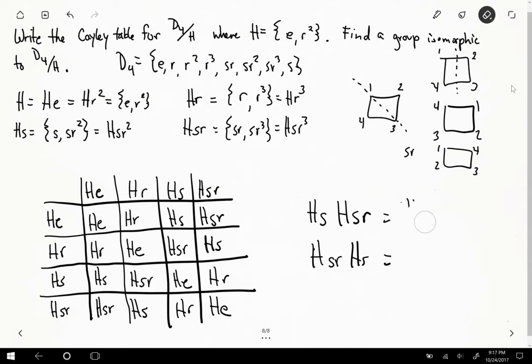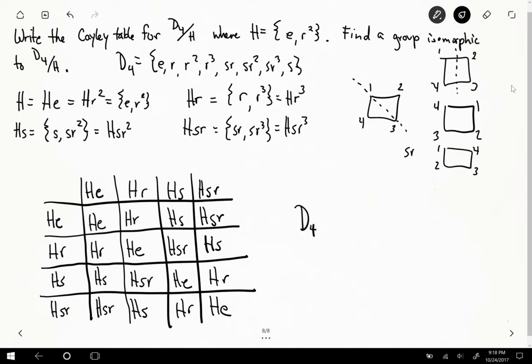And notice the order of every element is either 1, as in the case of HE, or 2, as in the case of HR, HS, and HSR. So what that means is that this group, since it's of order 4, and it's abelian, and the highest order of any element is 2. First off, it was abelian, so Z4 or Z2 sum Z2. And since the order of the elements is at most 2, that means that this is our direct product of Z2 with Z2.